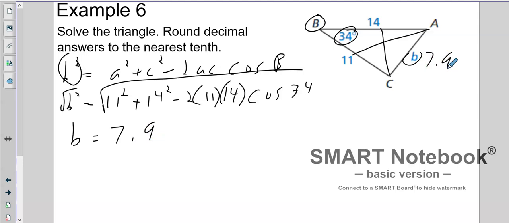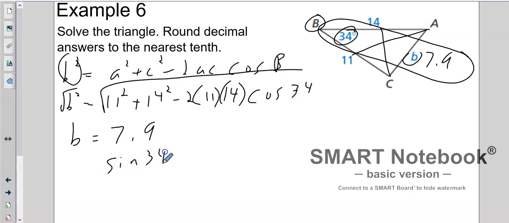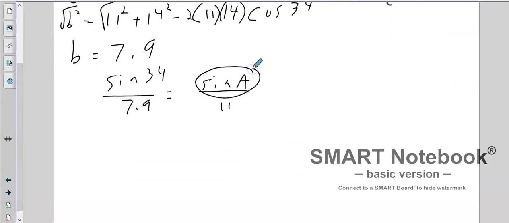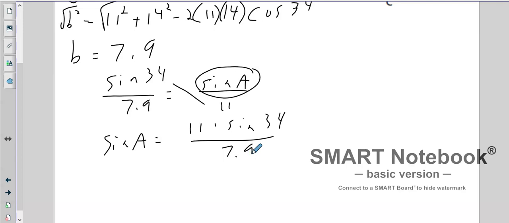Now that we have an angle and a side, we're going to go back to what we did the previous day and do this law of sines. Sine of 34 over 7.9, and you pick A or C. It doesn't matter. I'm going to go with A. Sine of A over 11. Now be careful here because we're trying to find an angle, so we're going to do an inverse. Remember that. So sine of A equals 11 times sine of 34 divided by 7.9. So when I type this in the calculator, don't forget to hit second.